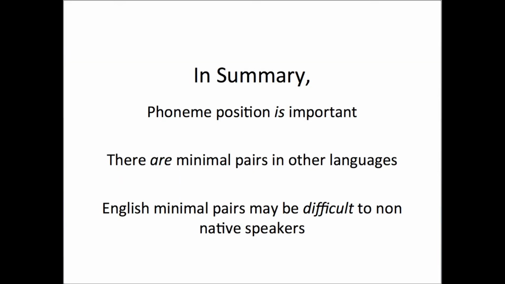In summary, for a set of words to be considered minimal pairs, they must conform to our criteria that there must only be one different phoneme in the same position within each word. Additionally, certain phonemes may be allophones in other languages, resulting in some minimal pairs being difficult for non-native speakers to distinguish.